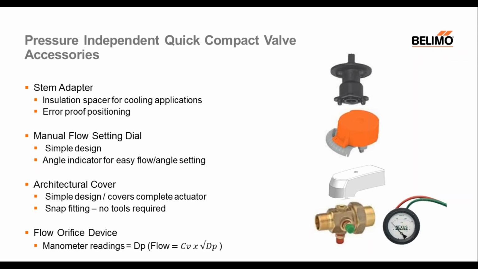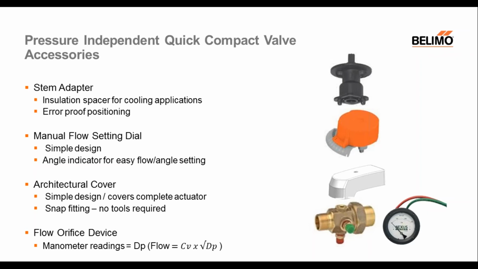We have a manual dial that we can use if you choose to use the PIQCV as a mechanical balancing valve. It can also be used as a mechanical balancing valve by using the orange flow setter. It attaches to the valve in a similar fashion as the actuator would, and you would turn the dial to dial in the GPM that you need for your coil. And you set it, and it will work as a manual balancing valve.